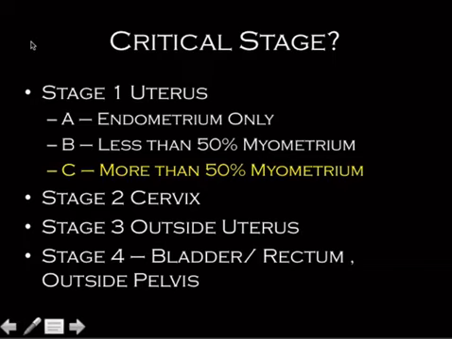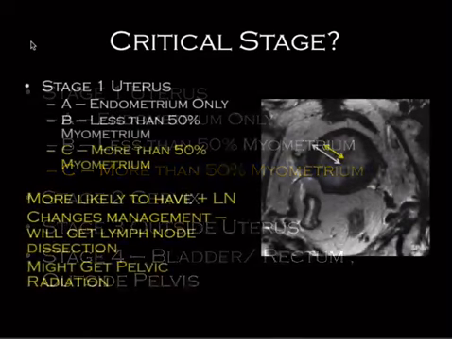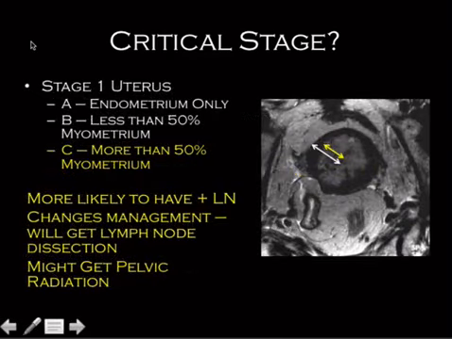So why does that matter? It matters because they've had some studies that show that a pelvic lymph node is more likely to be positive in someone who has 50% or greater myometrial invasion. And because of this, they will get a lymph node dissection, and because of that, they may end up with pelvic radiation.